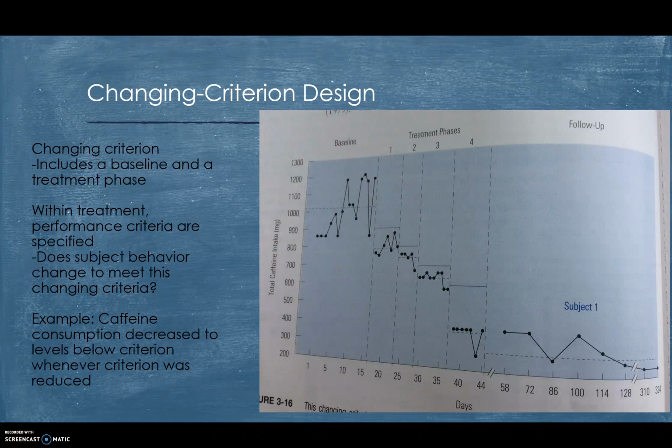So for this example in the textbook, it's caffeine consumption. The criterion is set and then it is reduced for every single treatment phase. And then we're graphing to see, is the person's use of the caffeine decreasing along with the lower goals that have been set each phase.